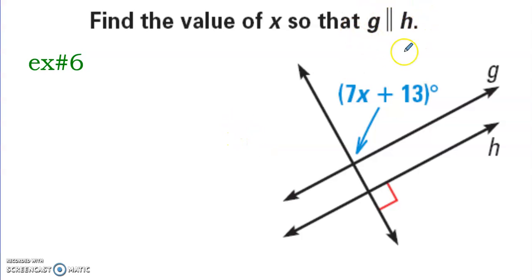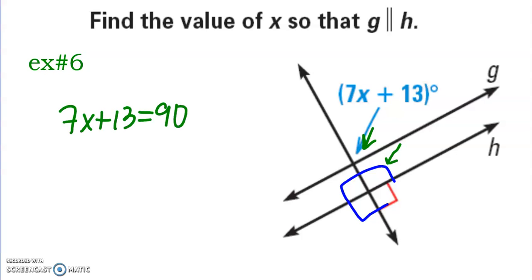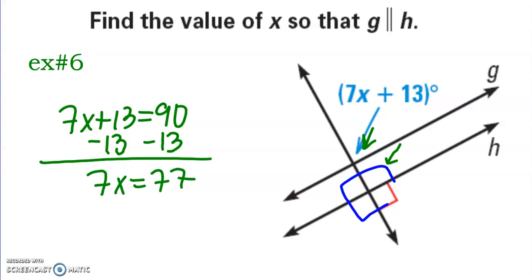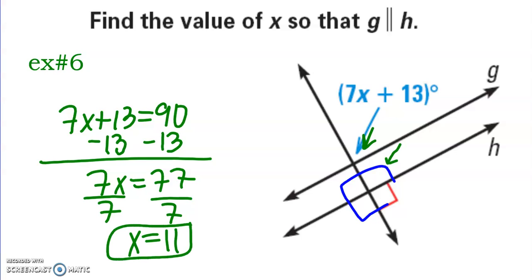So find the value of x so that G is parallel to line H. If one angle is 90, then we know all four of these angles are 90. So I'm going to look at corresponding angles. The 7x plus 13 is in the top right corner, so my other top right corner is 90 degrees. So we can say that 7x plus 13 equals 90 degrees. I'm going to subtract 13 from both sides, and we get 7x equals 77. Divide both sides by 7, and we get x equals 11.